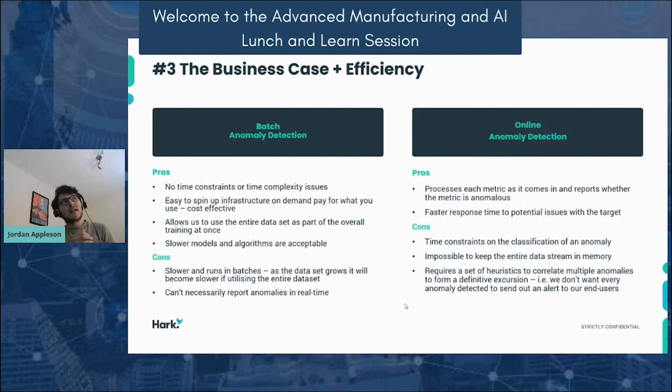And the last thing around this is it needs a set of heuristics to calculate whether or not multiple anomalies are an excursion, i.e. I've seen 10 things happen in the last hour consecutively, so I am going to send an alert, versus I'm seeing an anomaly and it's a false positive, and then waking up everyone who's on call, which you don't really want to be doing.